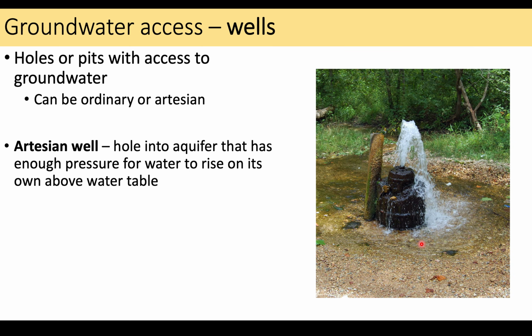An artesian well is where you have a hole into an aquifer and there's enough pressure that the water rises on its own above the water table. So you don't need to reach down into the water table with your pump or your bucket. The water is actually going to rise up to the surface on its own due to the pressure. So an artesian well might look something like this, where you've dug a hole into your aquifer, there's so much pressure that the water comes up on its own.